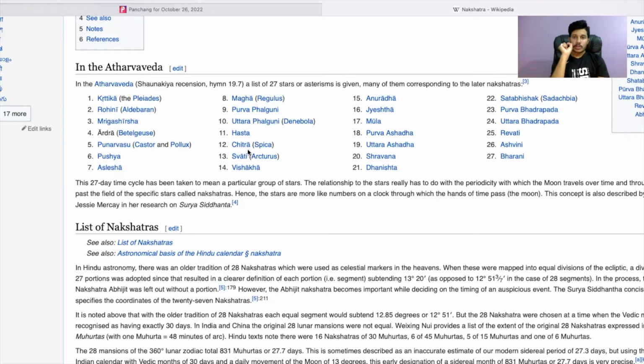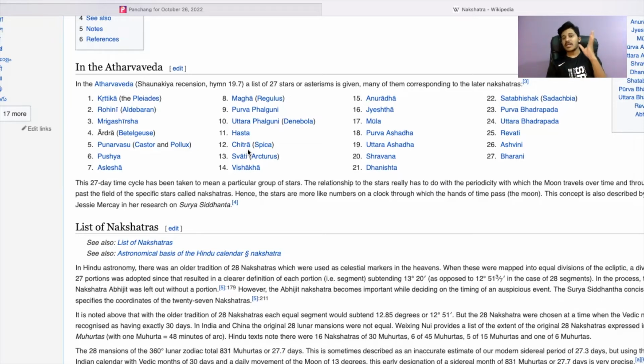So you need to keep Muhurta where Chitra Nakshatra is on that particular day, where the moon is in Chitra Nakshatra. On that day you need to start the business, or the person should start the business. Okay, like that you need to calculate.